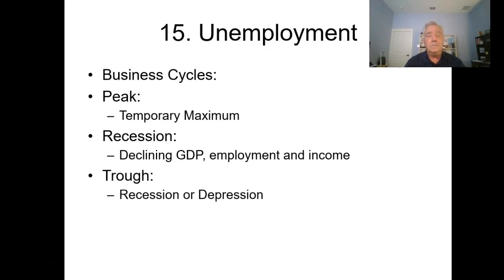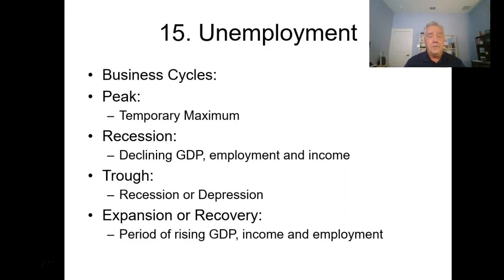Trough, this is the bottom. It's called a recession or depression. In 1929, the stock market crashed in October 1929, and we started with the Great Depression. Unemployment shot up to 20% of the labor force. And then in 2008, we had the beginning of the Great Recession, and unemployment shot up to over 10%. Not quite as bad as the Great Depression, but serious enough to cause the government to take some significant actions, both at the Federal Reserve and at the federal government level.